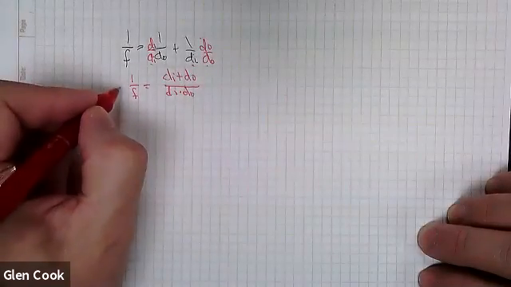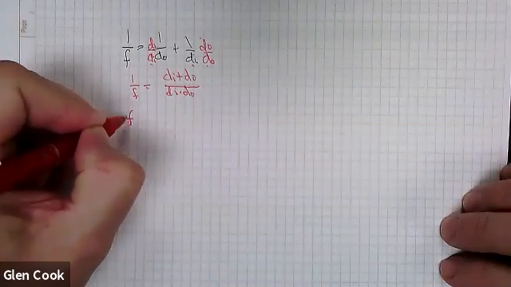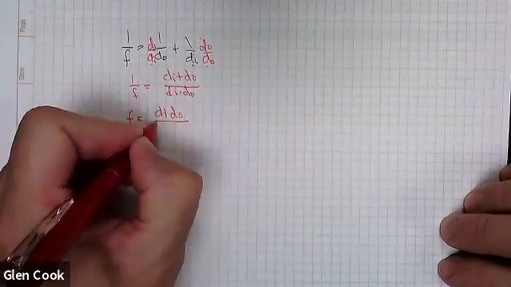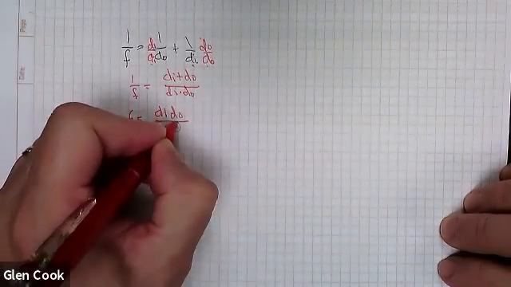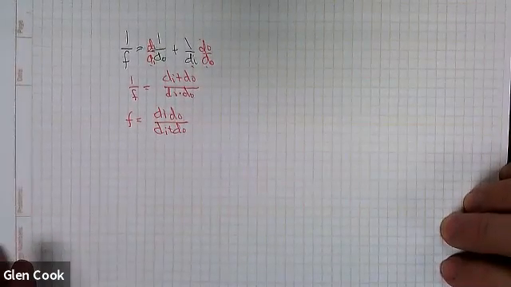And when I invert this side of the equation and invert this side, just raise everything to the -1 power, I end up with focal length equals DI times DO divided by DI plus DO. All right.